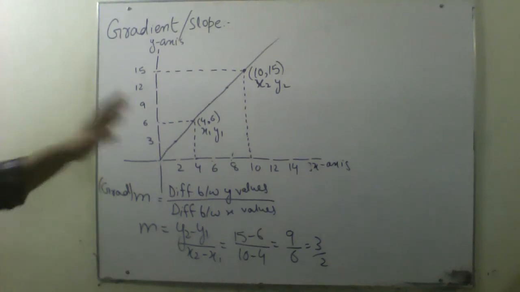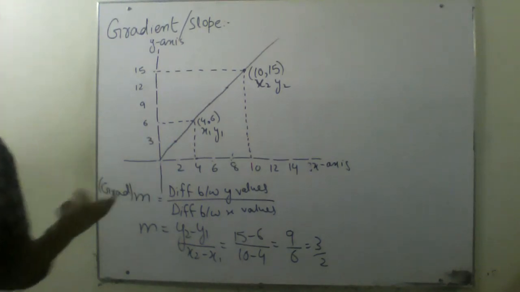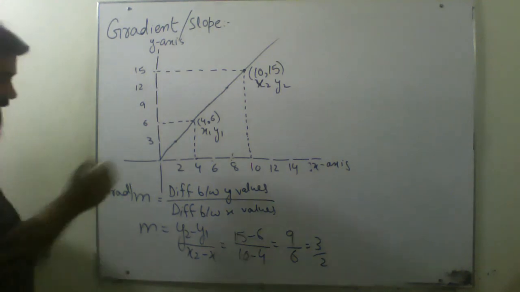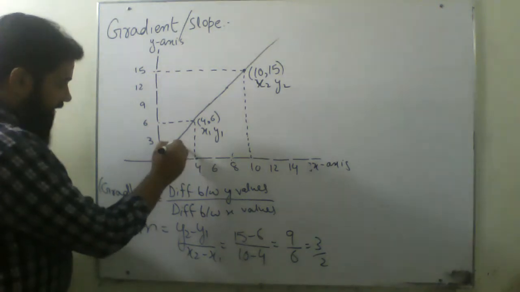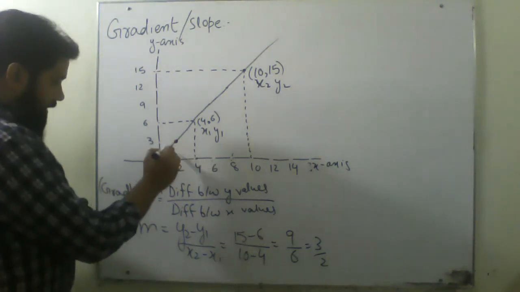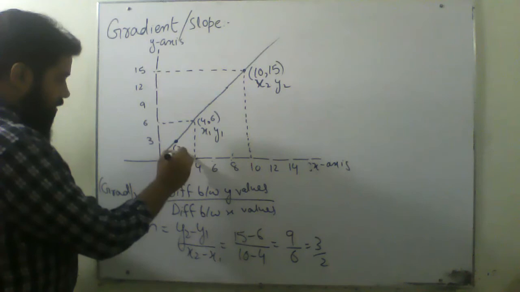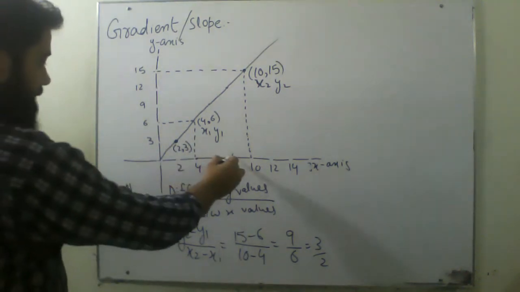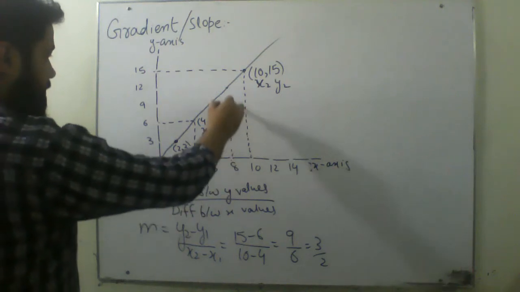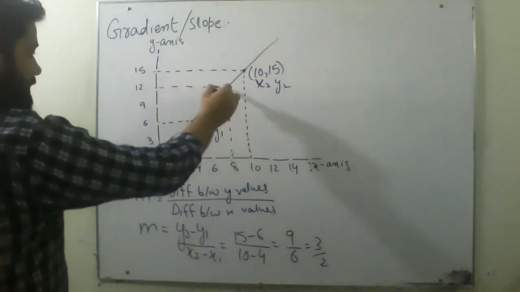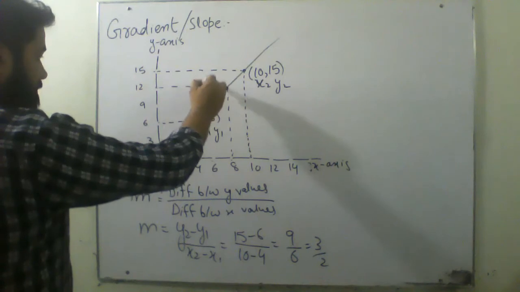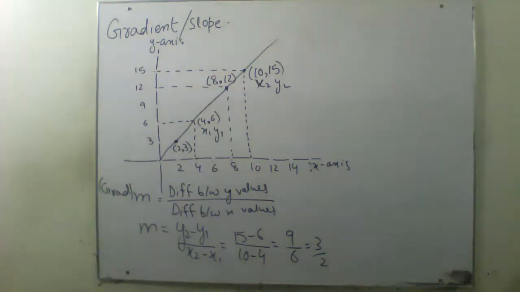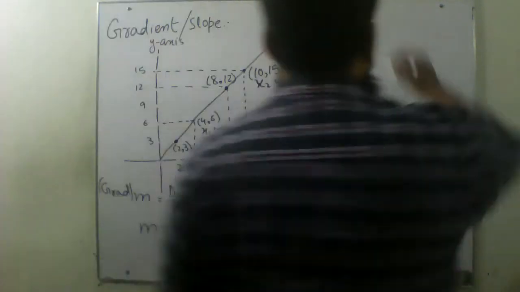Now I am on the same line, selecting two other points to see what is going to happen. See beta, if I take this coordinate, it is 2 comma 3, and I am taking this coordinate, which is 8 comma 12.